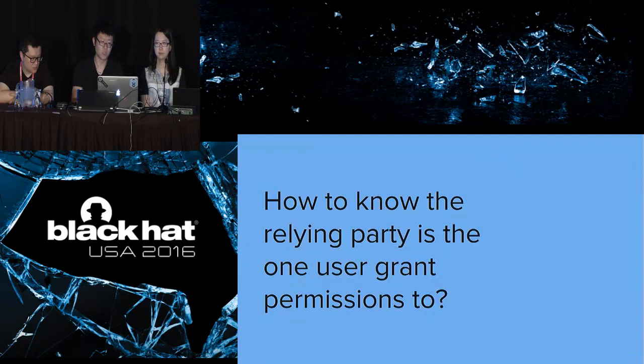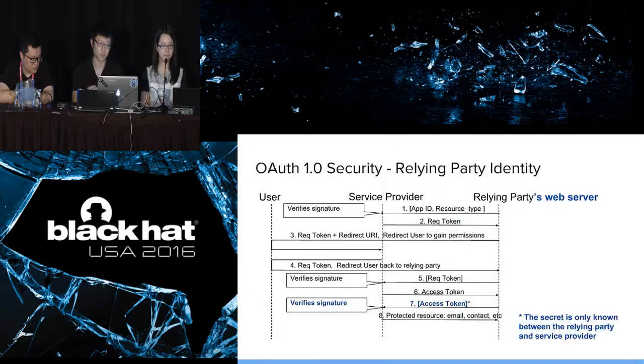So how do we know the relying party is the one the user granted permission to? How do we verify the identity of the relying party? This is very simple in the OAuth 1 model, because every time the relying party sends a token to the service provider, it has to be signed with its secret. The secret is stored on the relying party's web server, so it's only known between the service provider and the relying party.